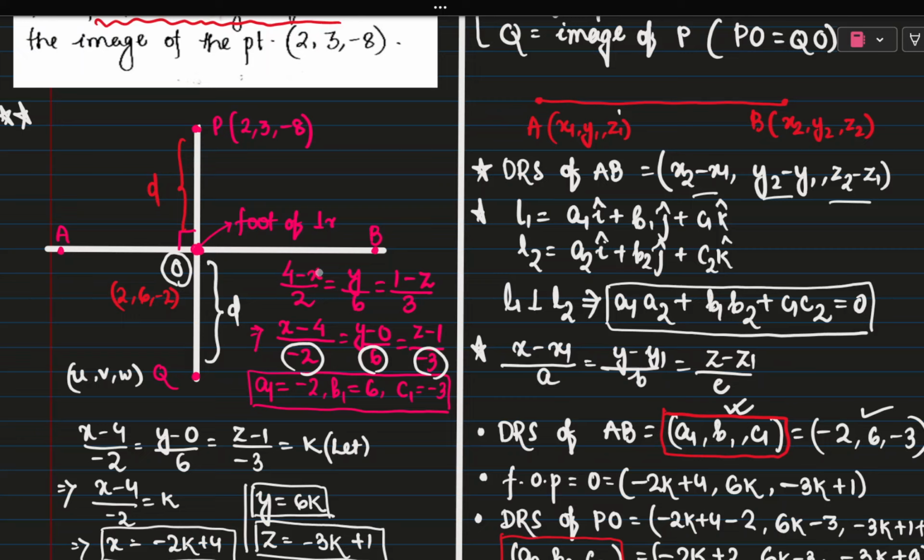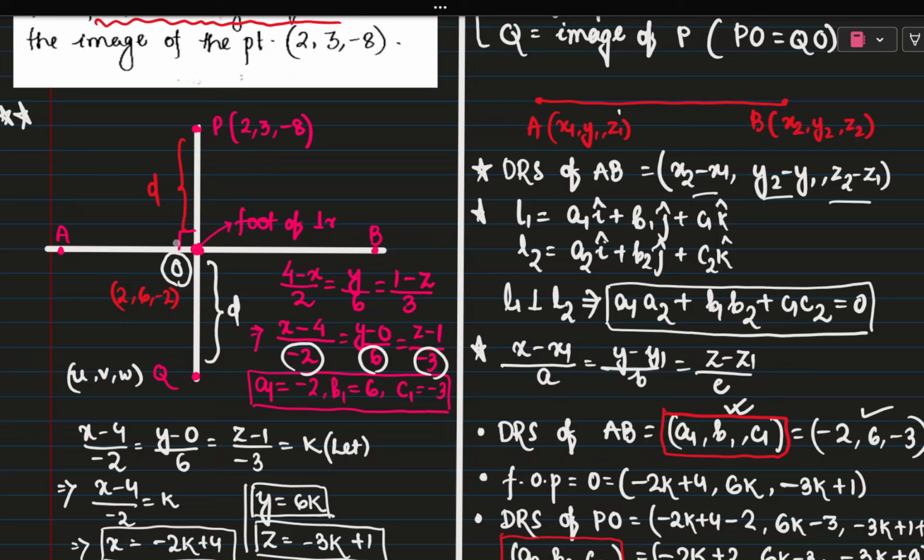Direction ratio of AB can be defined from this particular equation. To make it in the general form, we'll be getting -2, 6 and -3. So that is the direction ratio of AB. Then secondly, from the general equation, let it be k, and from there I'm getting x, y, z, which lies on AB. So I can take this O point to have coordinates -2k plus 4, 6k and -3k plus 1. After getting the points O and P, by using the two points we can get the direction ratio again: x2 minus x1, y2 minus y1, z2 minus z1.